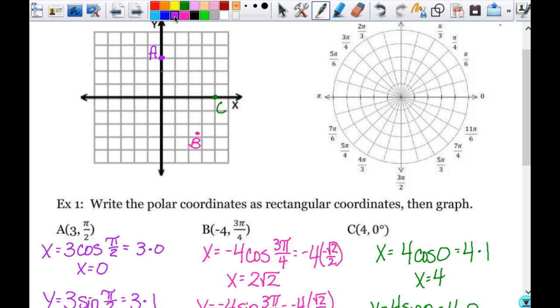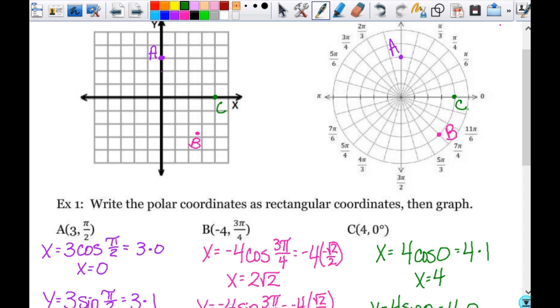Now we're going to plot the polar points that we had. That 3 pi halves, which part do I want to find first? The 3 or the pi halves? The pi halves. So I'm going to go to pi halves, and then I'm going to make my radius 1, 2, 3. There you go. There's A. B is 3 pi fourths. So I go to 3 pi fourths. The radius is negative, so what do I do? Go through the pole, right? So 1, 2, 3, 4. There is my B. And then C is the angle 0, and then 1, 2, 3, 4.